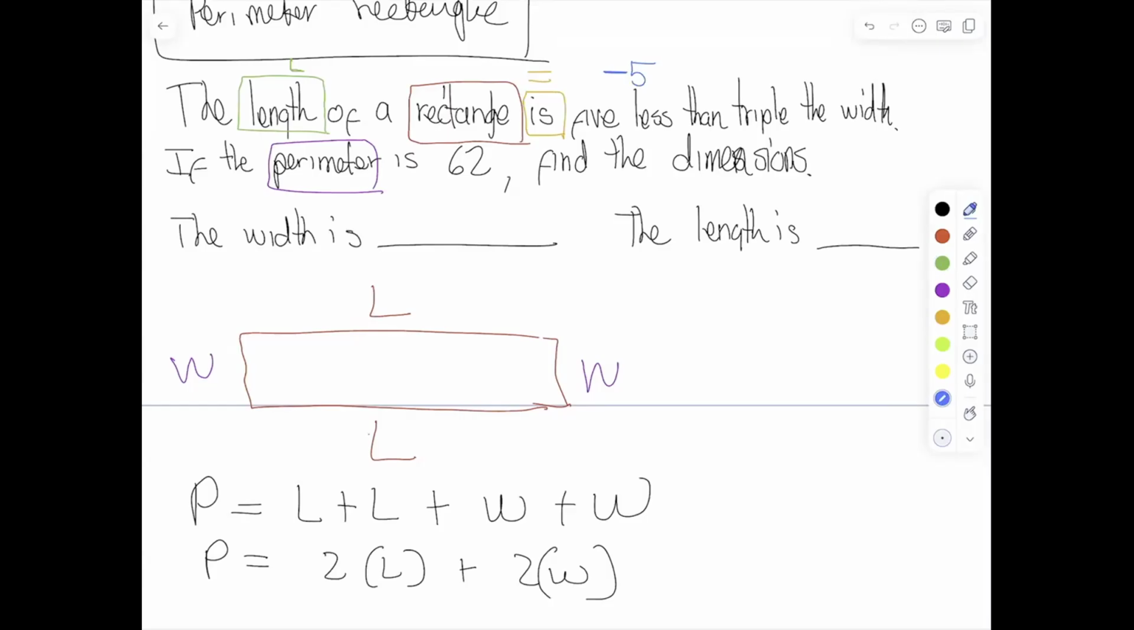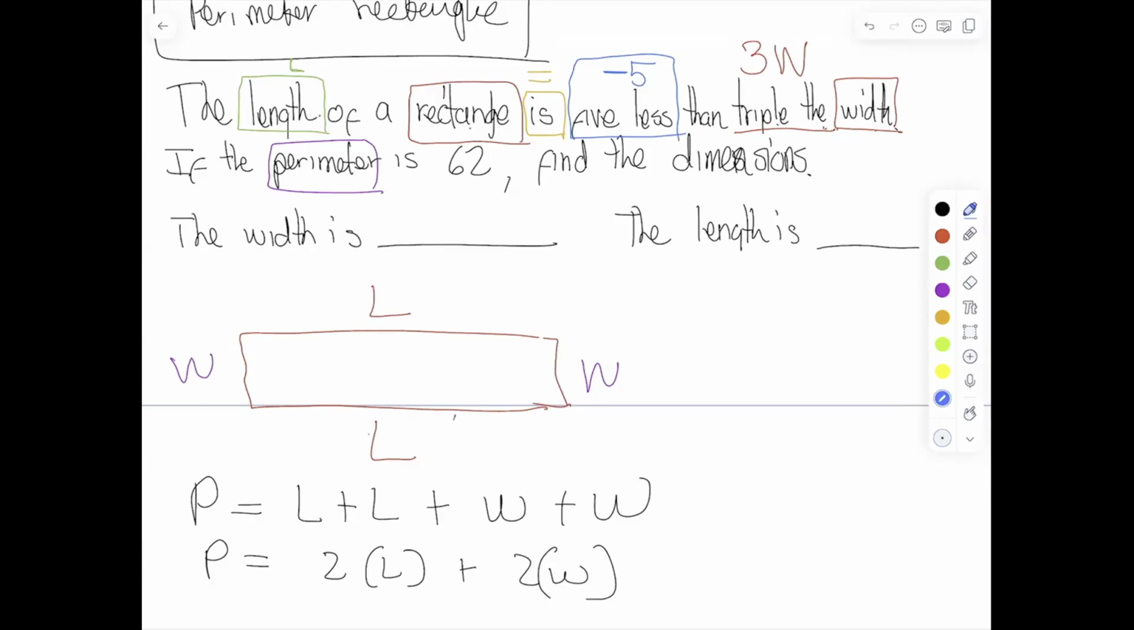What is triple? Triple is what? 3 times. 3 times what? Triple the what? Triple the width. This is 5 less than triple the width. The length of a rectangle.